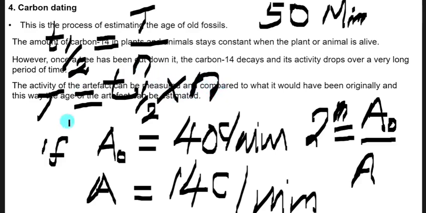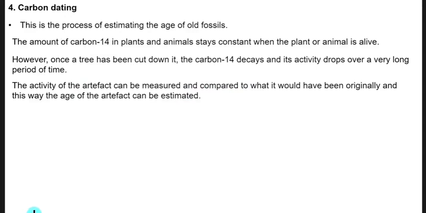So this way we can know the age. This is how scientists are able to estimate the age. When they tell you the age of the Earth is about 5 billion years, they are using carbon-14 or carbon-12 to do that, and that's how it works.